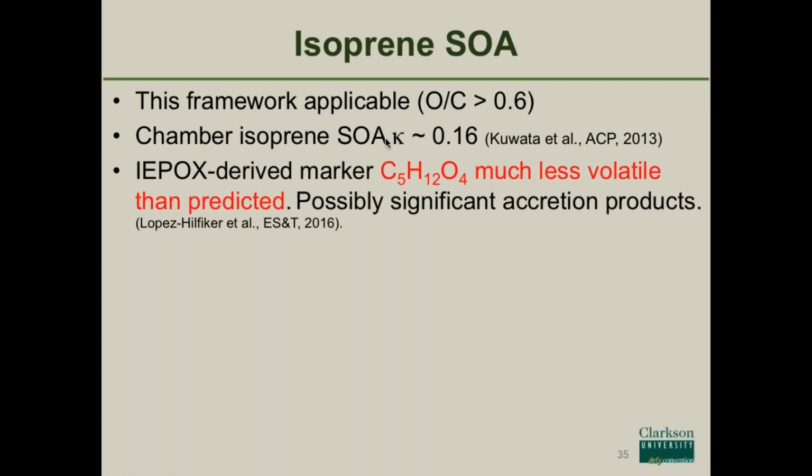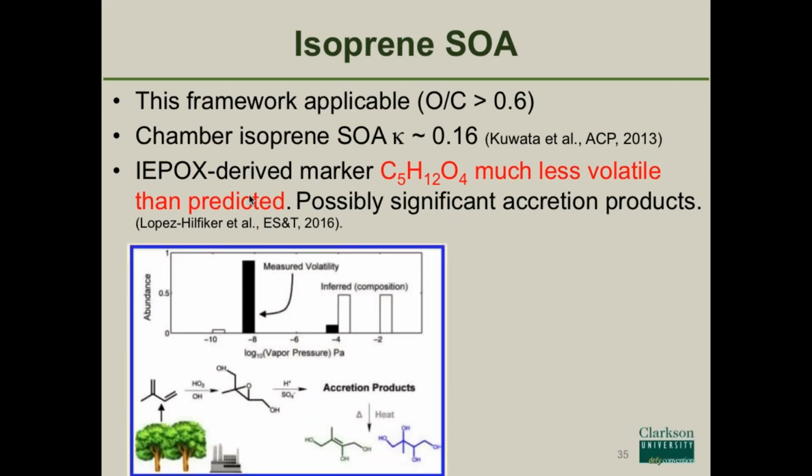And then from field studies, a lot of people are looking at this SOA. One of the recent literature looked at volatility of this isoprene-dominated SOA in Southeast US. What they found was that this IEPOX-derived marker, one of the significant intermediates, turns out this isoprene-dominated SOA is much less volatile than what you would predict from this IEPOX structure. So there may be significant accretion products. That's what they're saying. This is the graphical abstract from the paper.